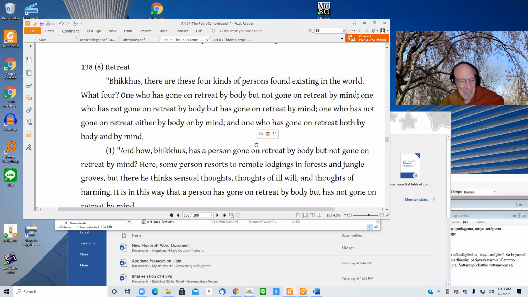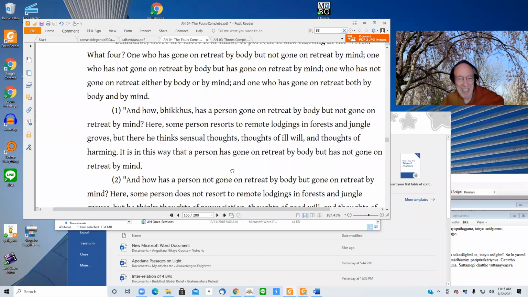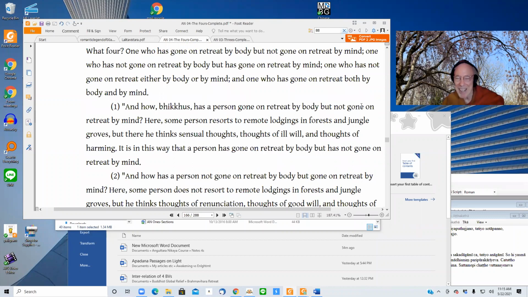Yeah, this is an interesting one. It's something that we might know from personal experience. Four kinds of persons who go on retreat, or in relation to retreat. One goes on retreat by body, but not by mind. One doesn't go on retreat by body, but goes on retreat by mind. One does not go on retreat either by body or by mind, and one goes on retreat both by body and mind. Okay, so this is the person who goes on retreat by body, but not by mind.